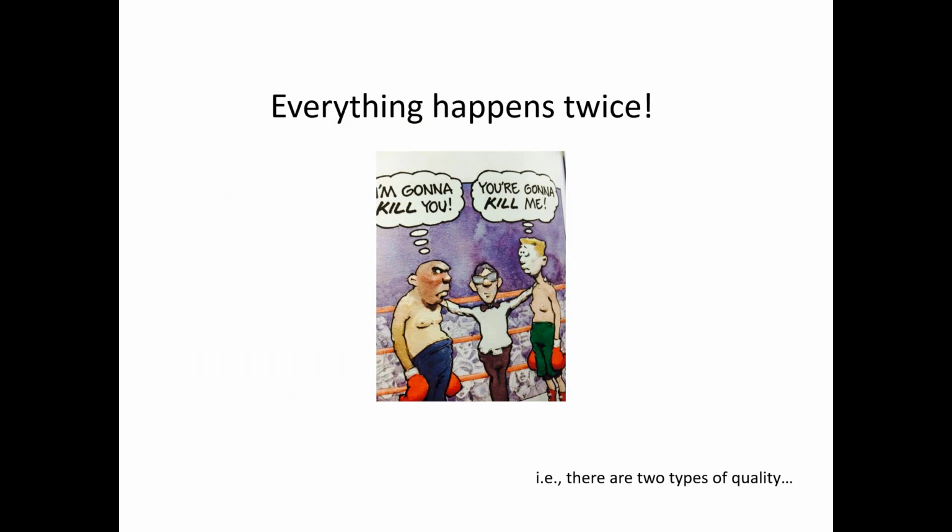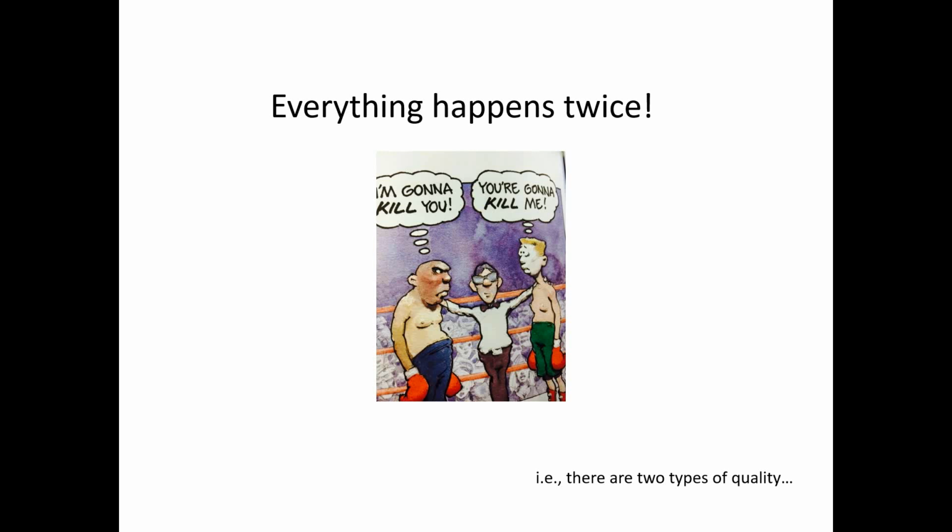Everything happens twice. The cartoon illustrates that. Before the fight, the weaker boxer already has this intention that he is afraid. For him, the bigger boxer is going to kill him, and the bigger boxer also wants to kill him, and he is very serious about it. Both of them already have intention. So my point is, everything happens twice, including the manufacturing, including the production of quality products.